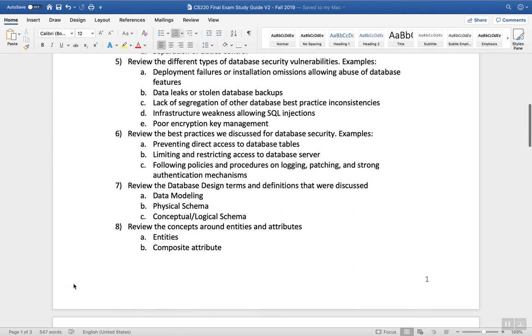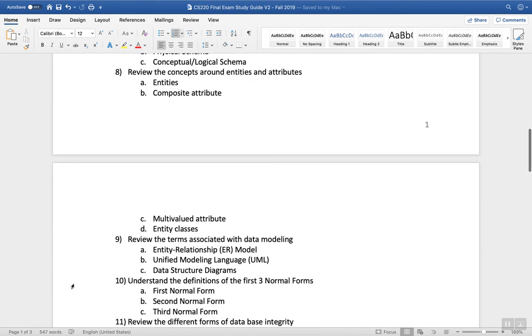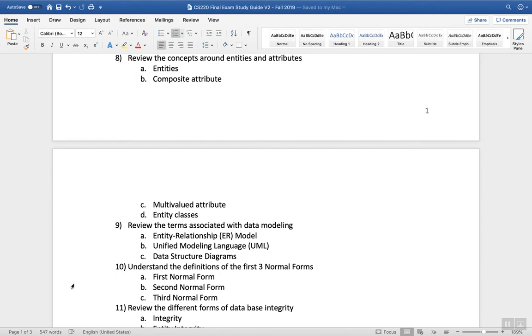I want you to go back and take a look at some of the concepts we talked about with entities and attributes. Remember, an entity is really the table definition. The attributes are the fields. The idea of a composite attribute is one that has multiple fields. So like your full name consists of your first name, your middle initial, and your last name, as an example. We also have multi-valued attributes.